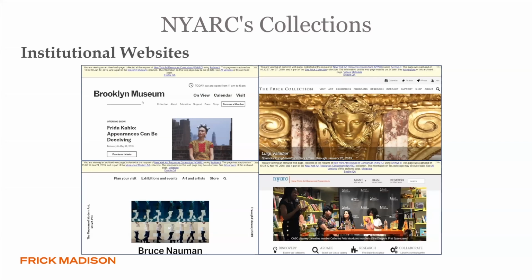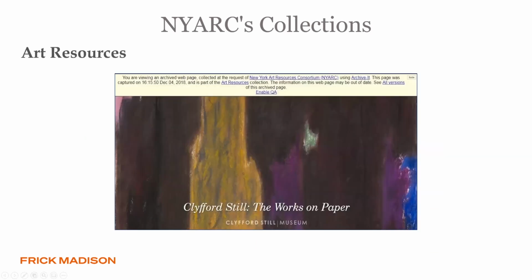The web archive collections include 4 collections for our institutional web presence. We archive the websites of the Frick Collection, the Museum of Modern Art, the Brooklyn Museum, and the NYARC website and our project-based sites and documentation. Next slide, please. Our 6 subject-based collections include art resources.